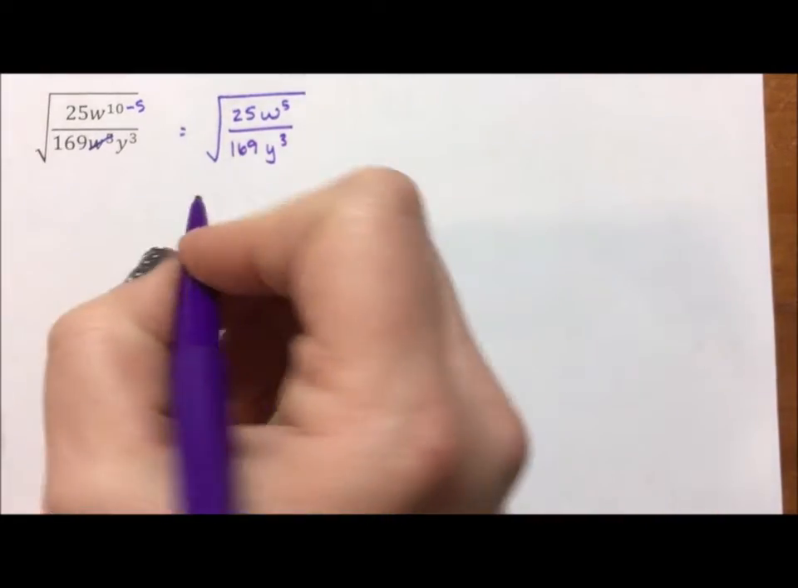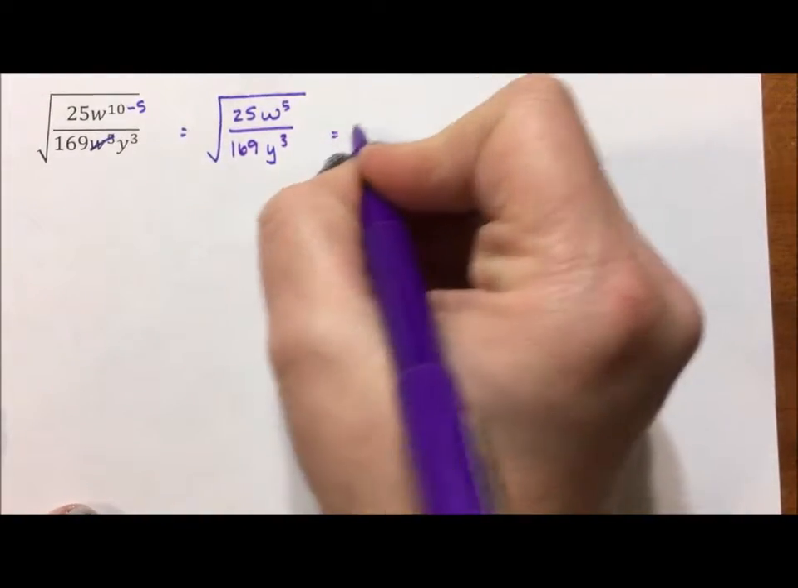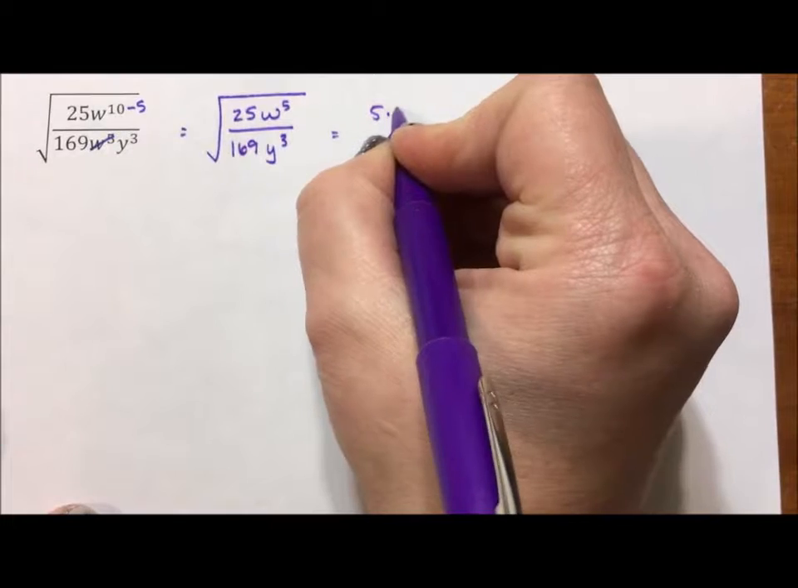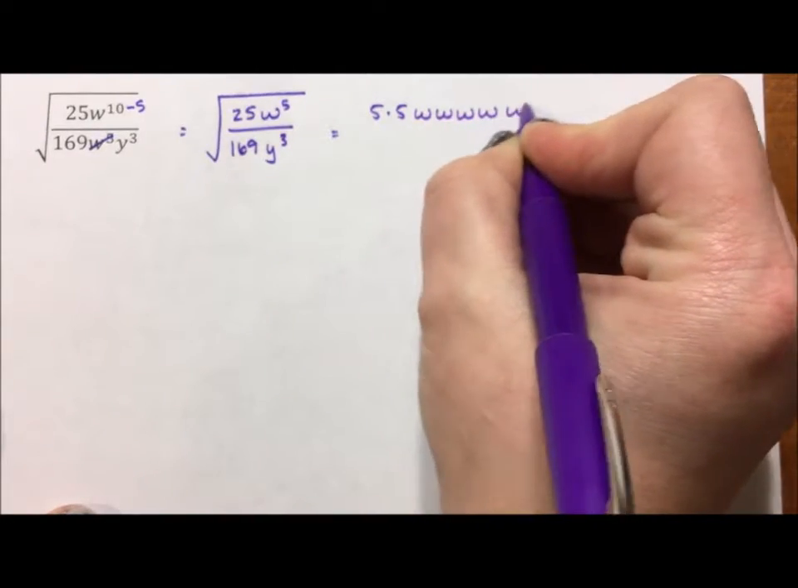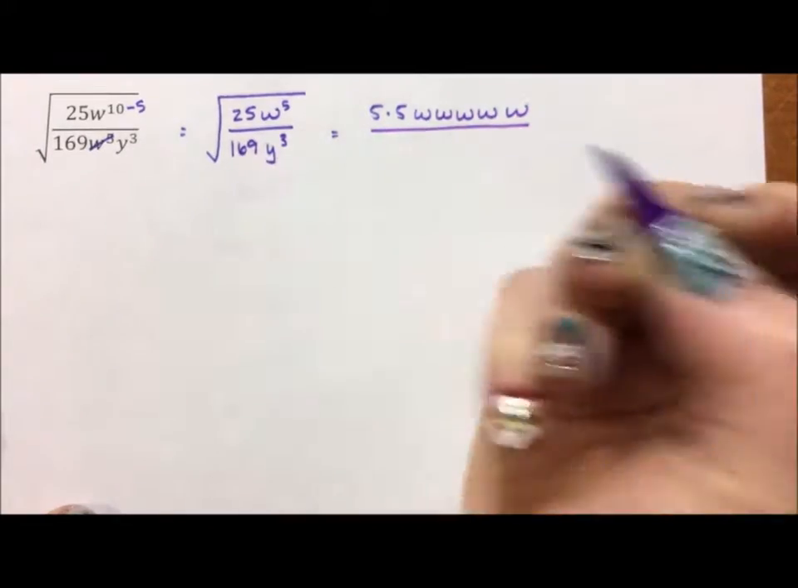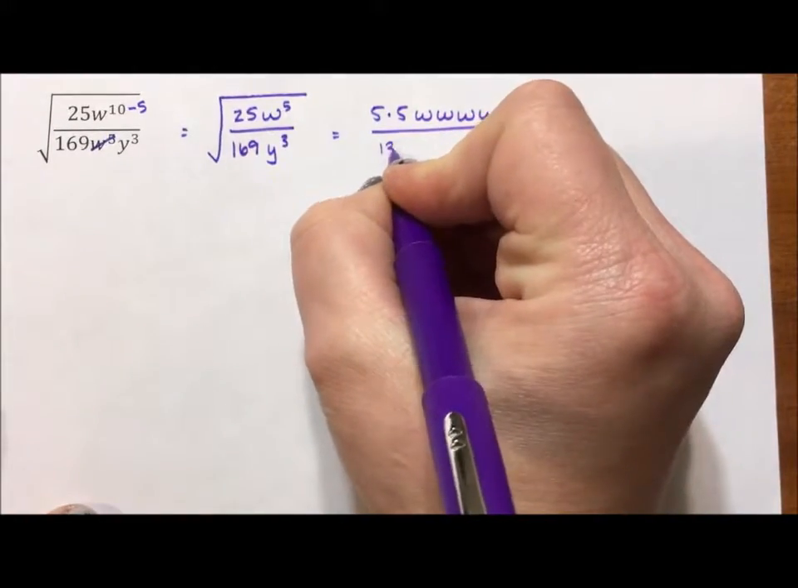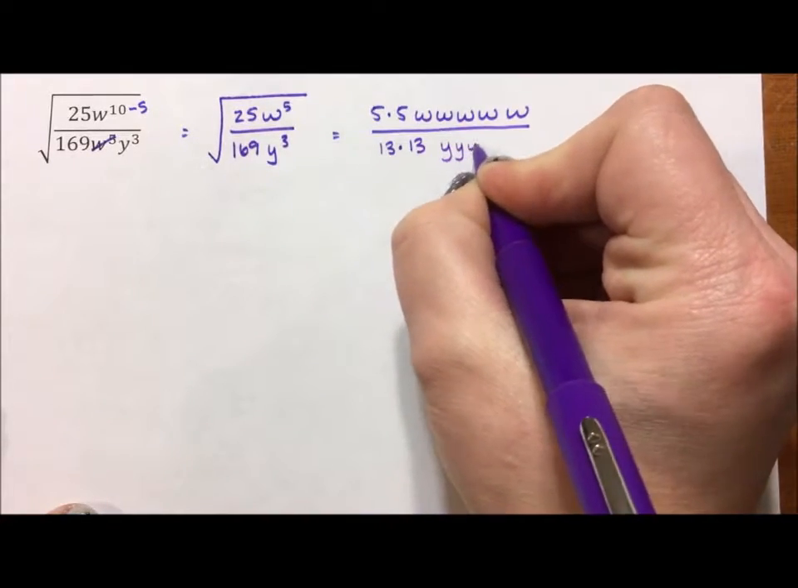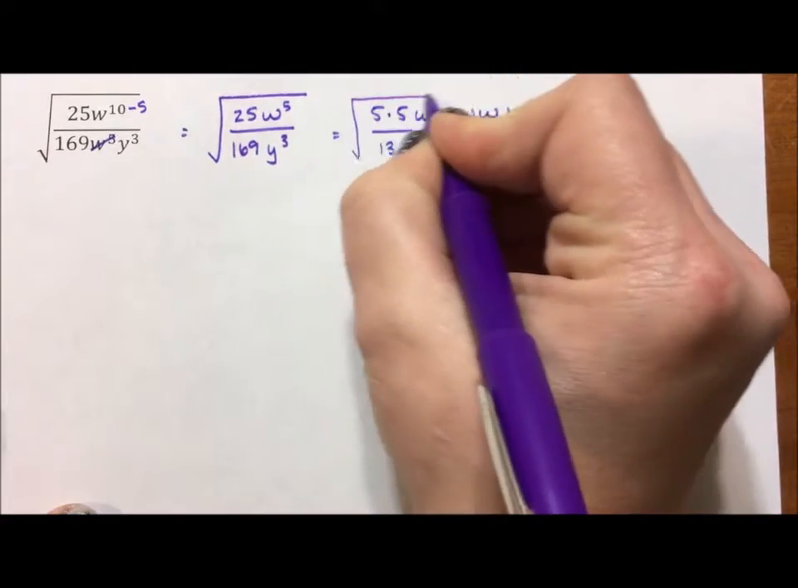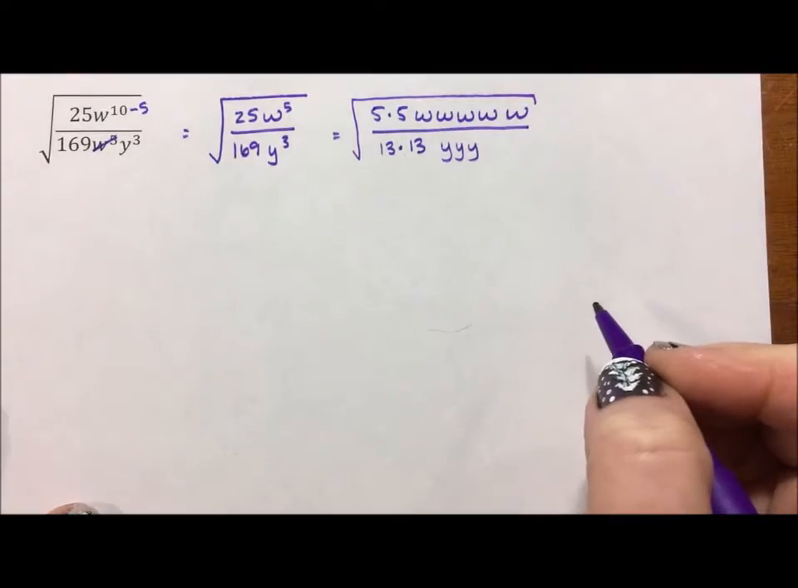Okay, so 25 is 5 times 5, and w to the 5th, there's 5 w's. 169 is 13 squared, so 13 times 13, and we have 3 y's. Don't worry, I didn't forget that square root. All right.